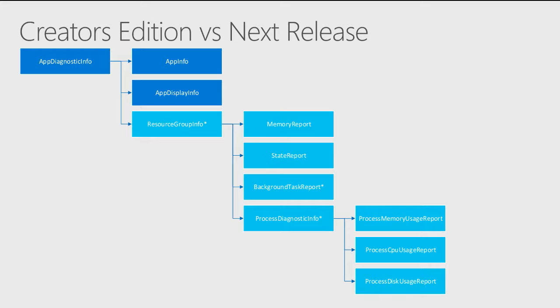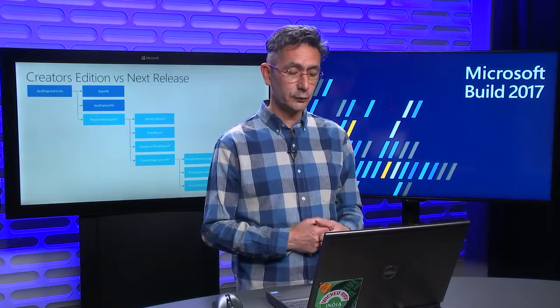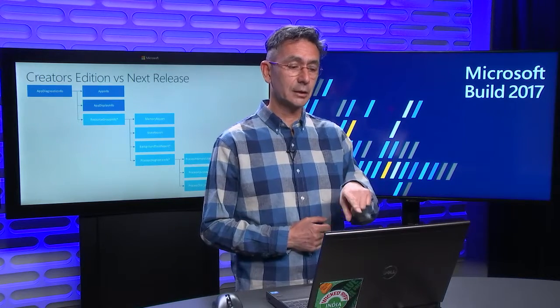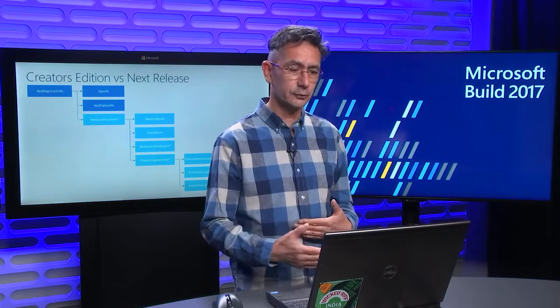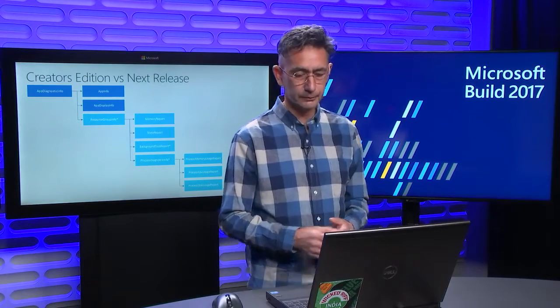And it's called resource group info because it relates to how the platform manages components within an app. So in your app, if you're using resource groups, if you've declared resource groups in your manifest, then these will directly correspond to the resource group infos that you get back. Otherwise, you'll just get a default single resource group info.